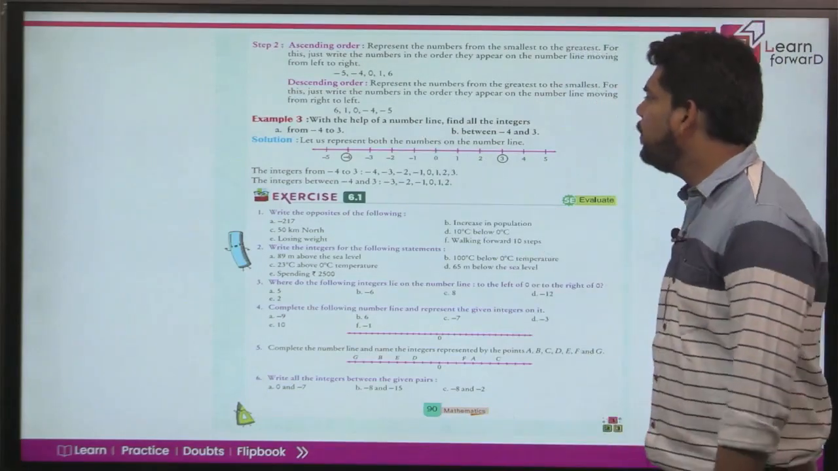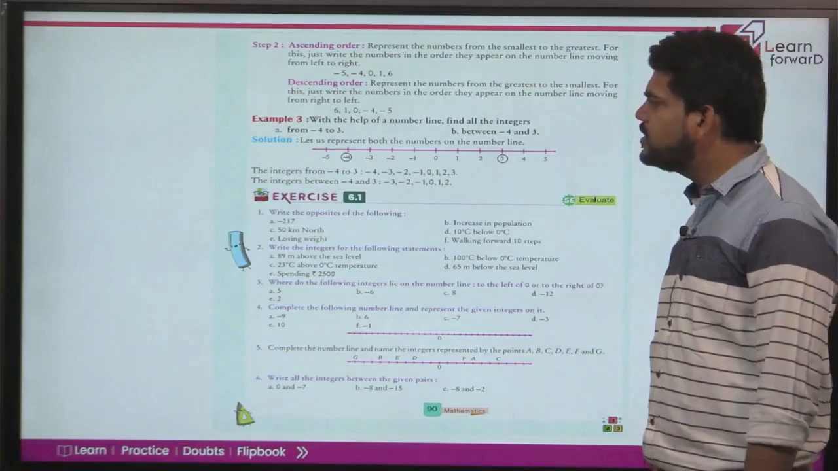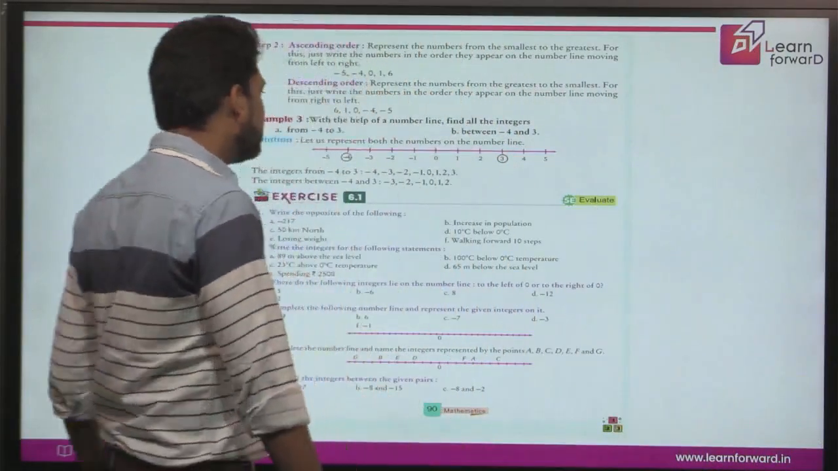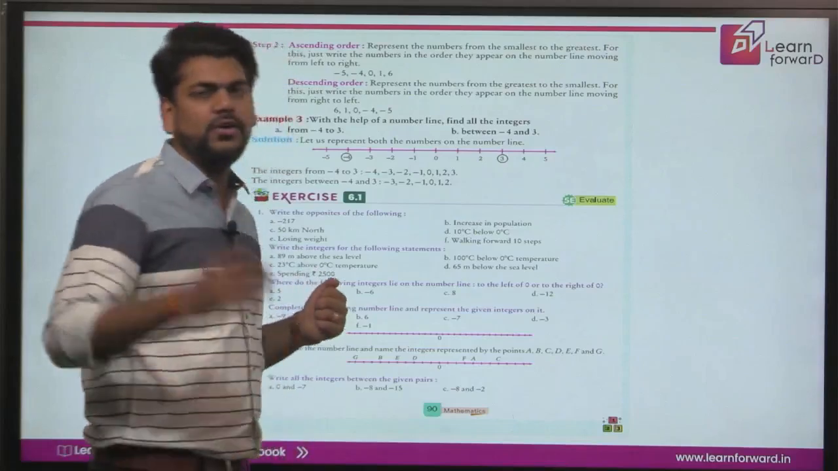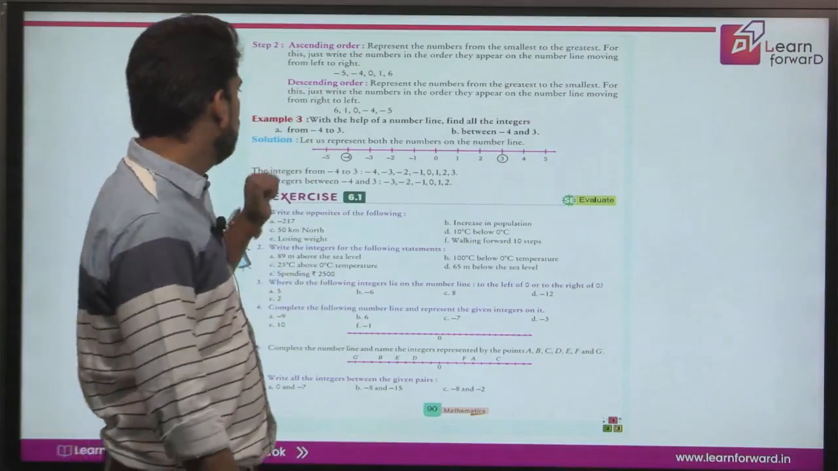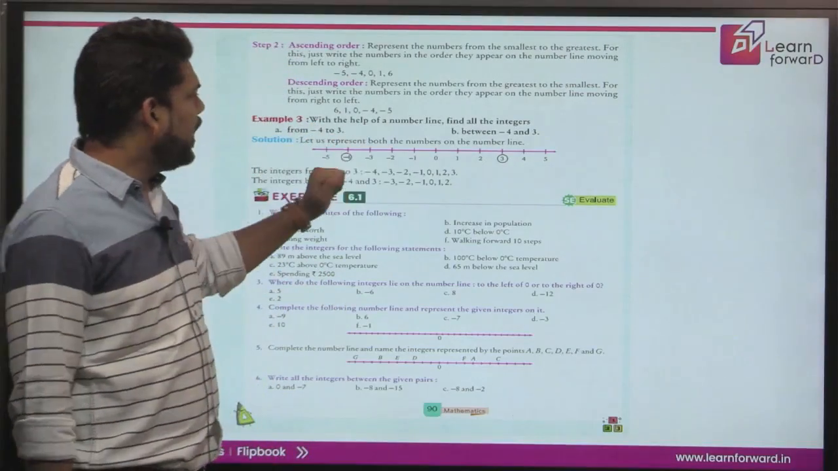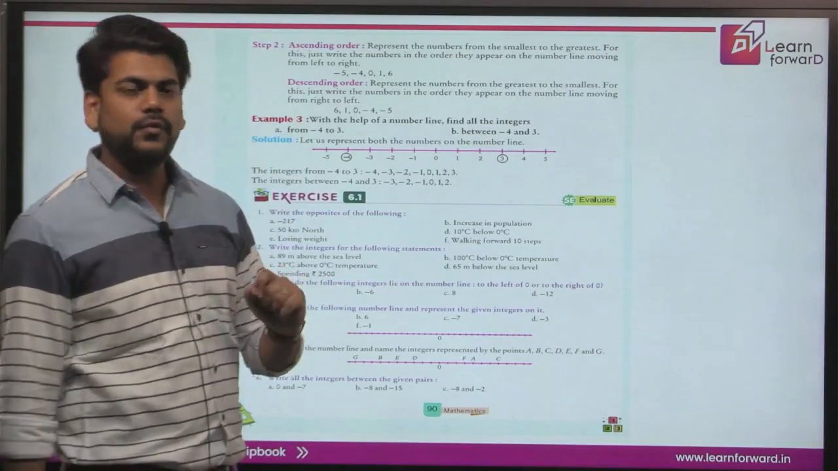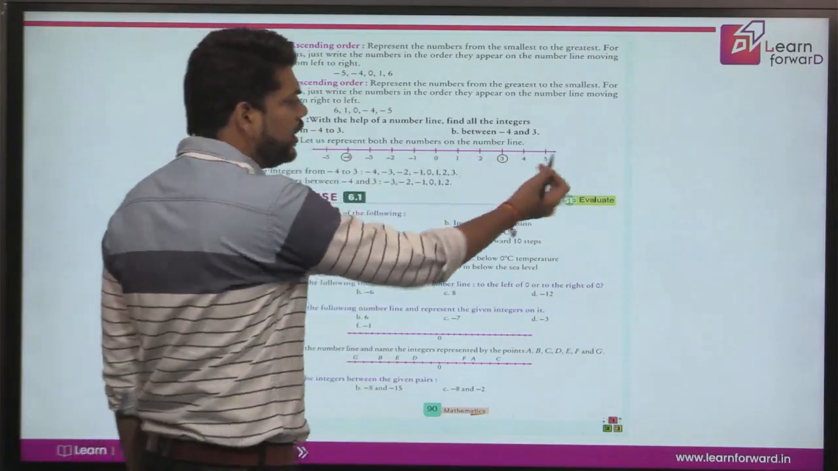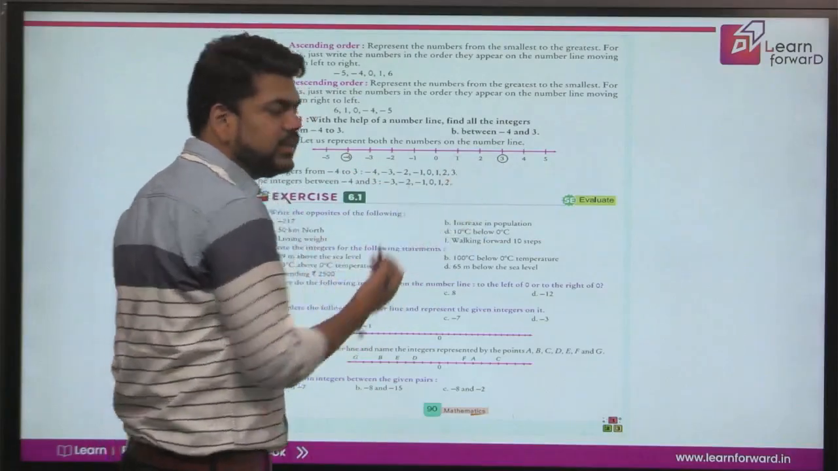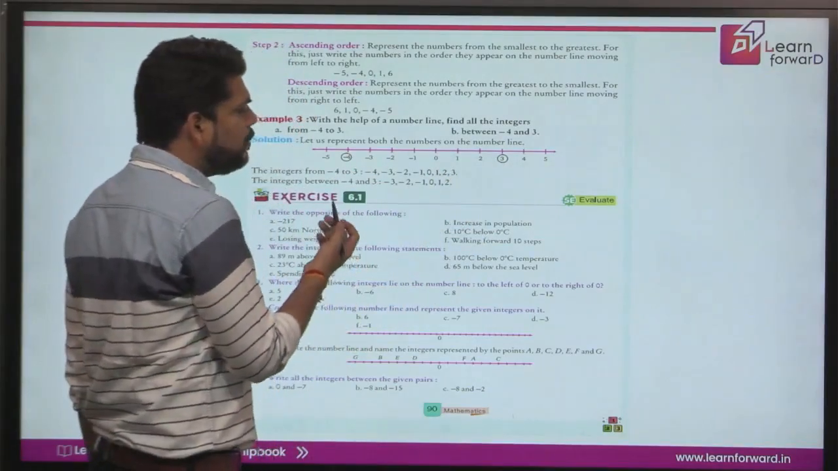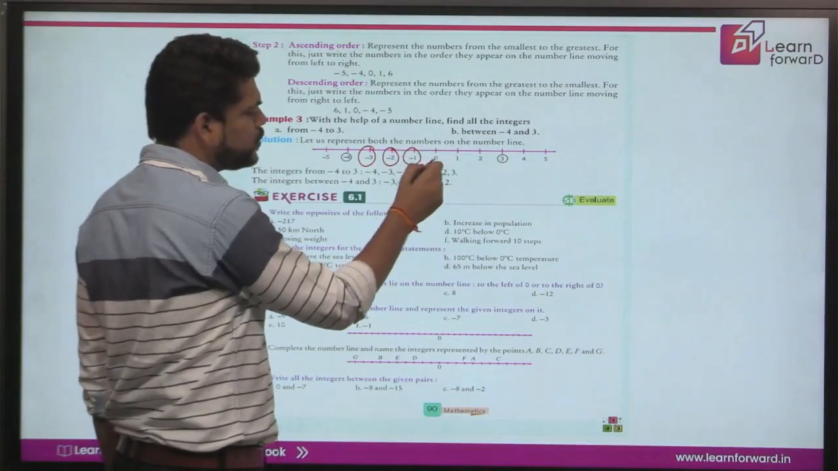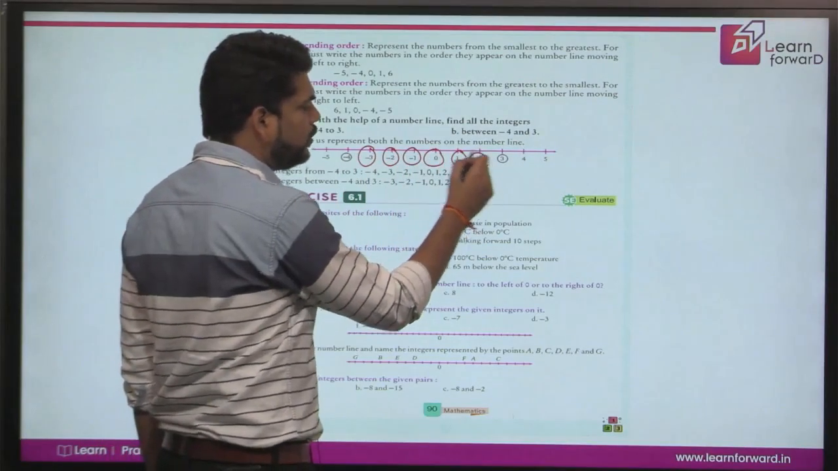With the help of a number line, find all the integers from minus 4 to 3. Now, this one is quite interesting. You can draw the number line as well, or you can think of the lift also. Find out what are the integers which lie from minus 4 to 3. Now, I have drawn a number line. It's minus 4 and 3. Which are the numbers between them? Minus 3, minus 2, minus 1, 0, 1, 2.